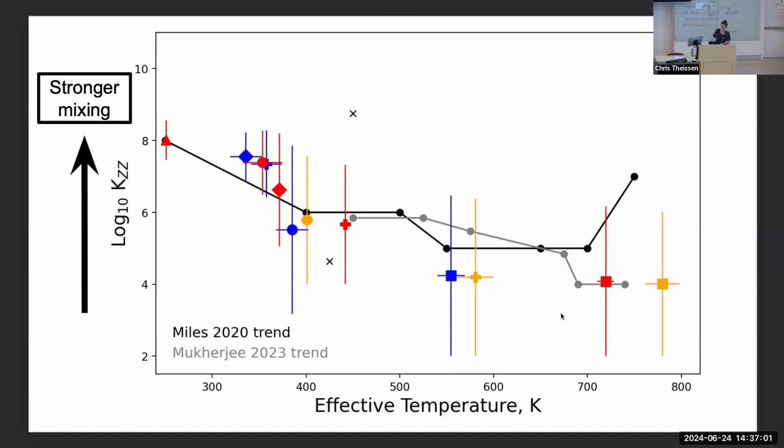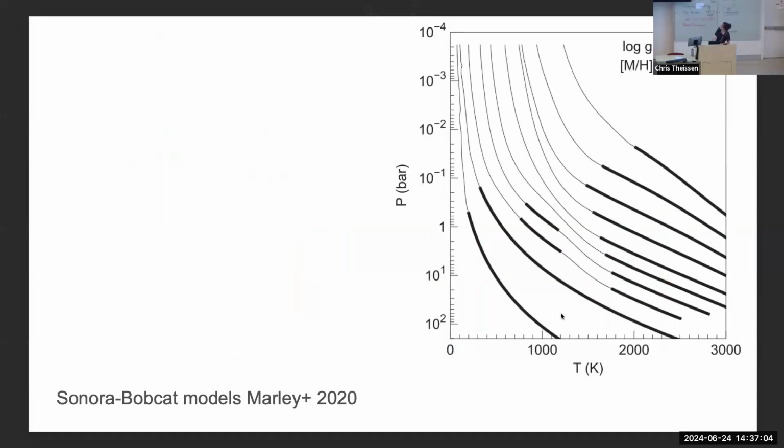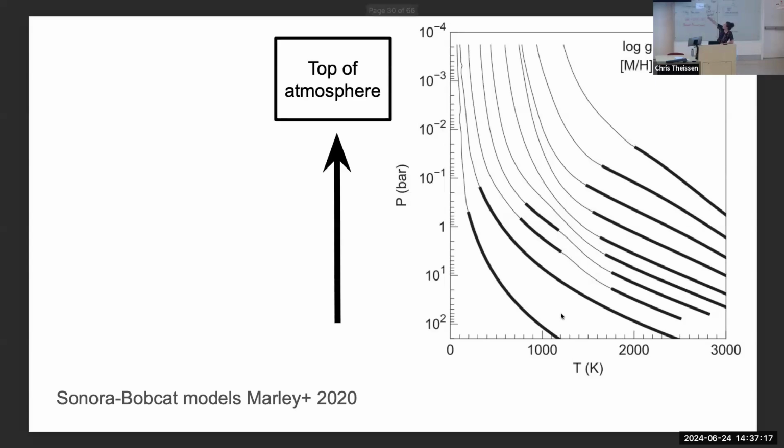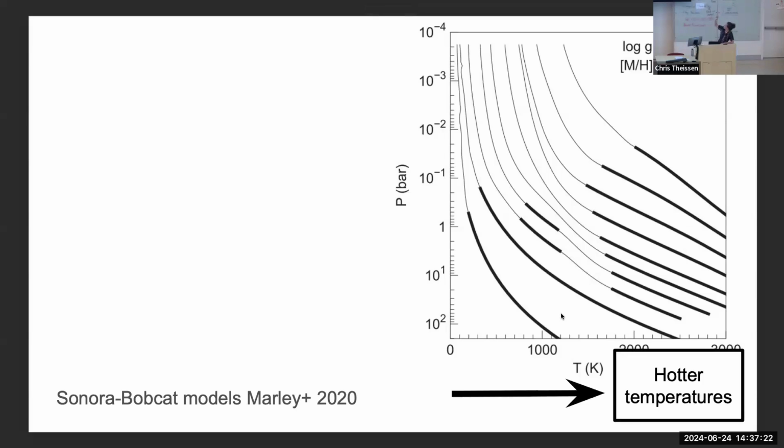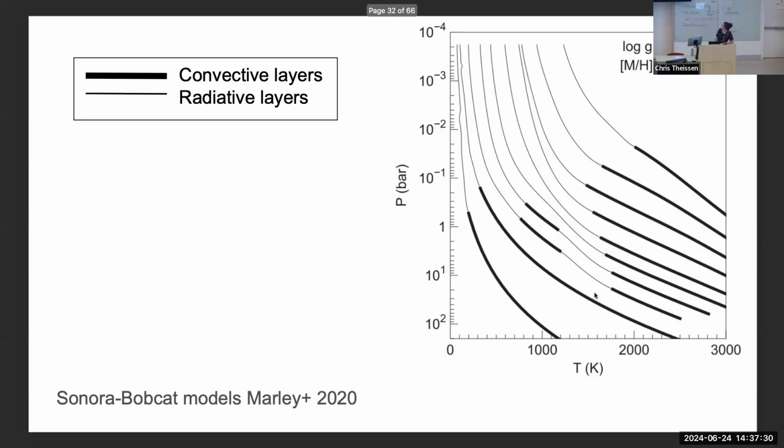What's my time? A minute and a half. Okay, cool. So this is the quick explanation of where that's coming from. This is just a set of models from the Sonora Bobcat back in 2020. Top of the atmosphere goes up, temperature goes this way, and each of these lines is a different temperature of atmosphere. You can see there's this range in the middle where we have convective towards the bottom and then a radiative layer, and then it gets convective again.